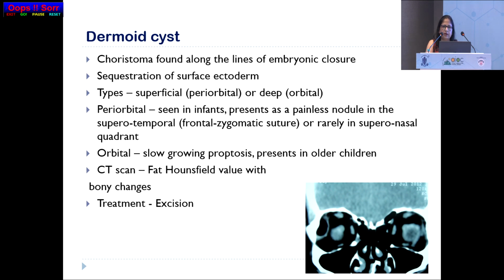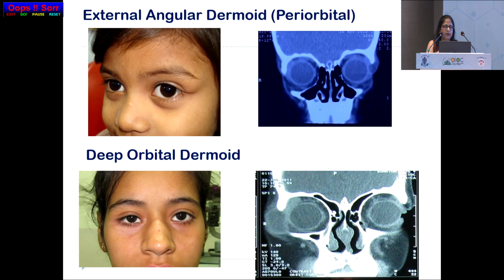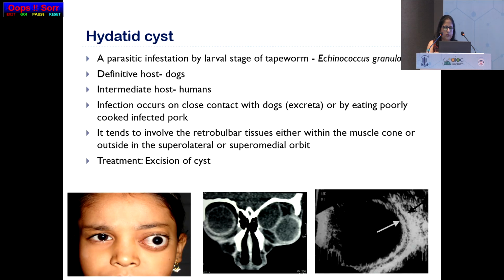Dermoid cyst in young children is generally seen periorbitally. The orbital one generally affects young adults, and the treatment is to remove it. On CT it is most of the time diagnostic because we see the fat Hounsfield value. This is just to show an external angular dermoid and a deep orbital dermoid in a girl, which was removed.